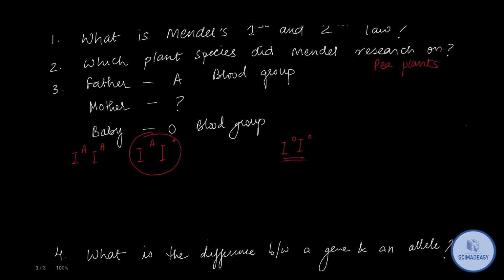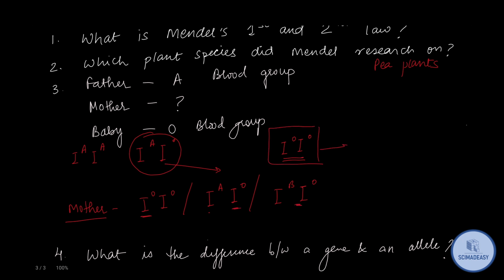But the mother could be this, or she could be this, or she could be this. Because with all of these combinations, the IO comes from the father, and as long as the mother has one copy of this IO, the baby could have the blood group O.